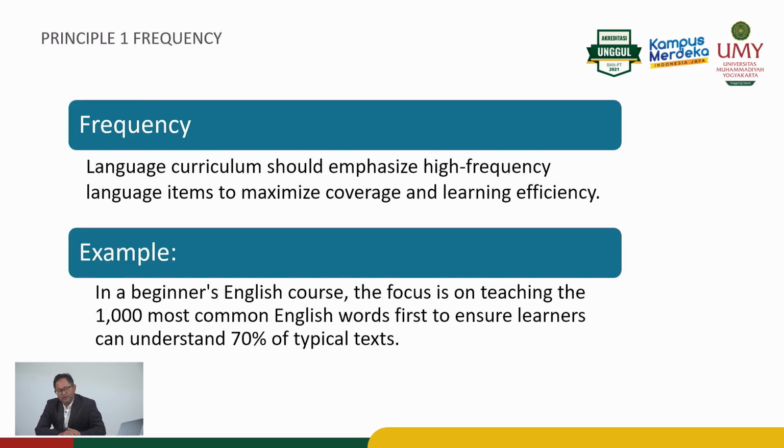The first principle is frequency. Language curriculum should emphasize high frequency language items to maximize coverage and learning efficiency. For example, in a beginner English course, the focus is on teaching the 1,000 most common English words, to ensure learners can understand 70% of typical text.